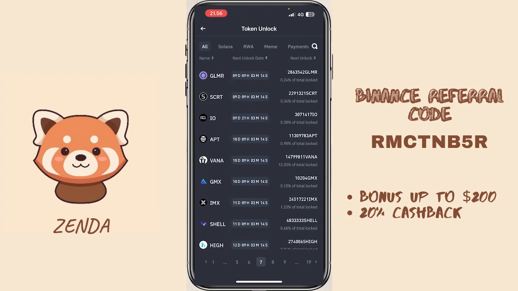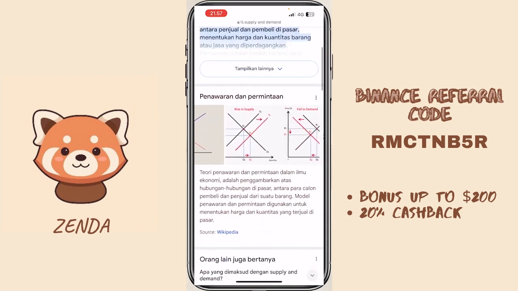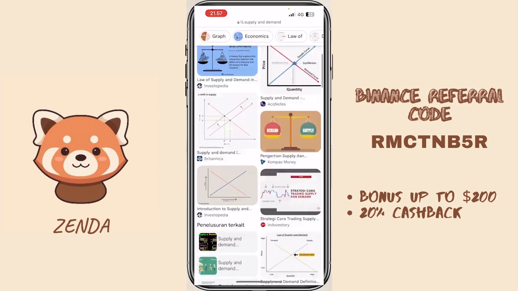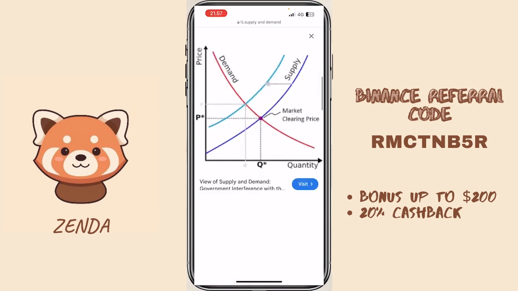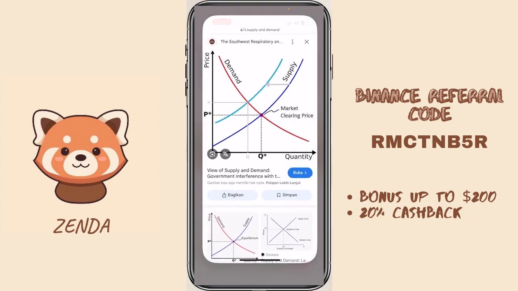Automatically it will move the price. The law of supply and demand is that theory. Supply and demand, we see the picture. When supply increases while demand decreases, then the price will also go down. But if the supply decreases, the price will also go up. But if we discuss the automatic unlock token, the circulating supply will increase, which will cause the price to fall. Okay, maybe that's all for that.